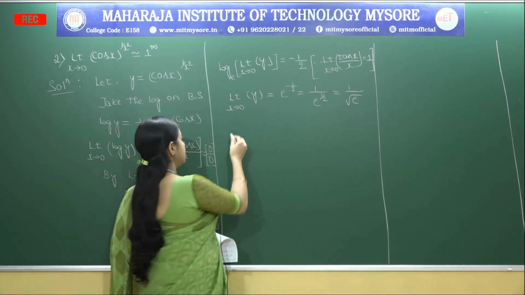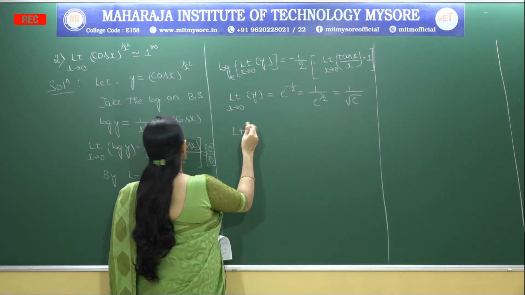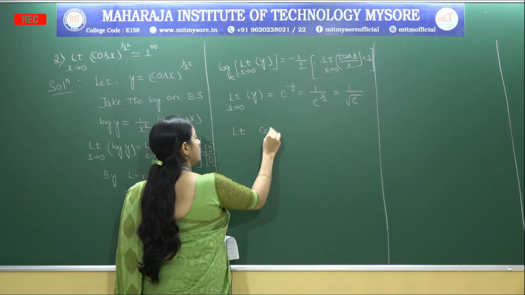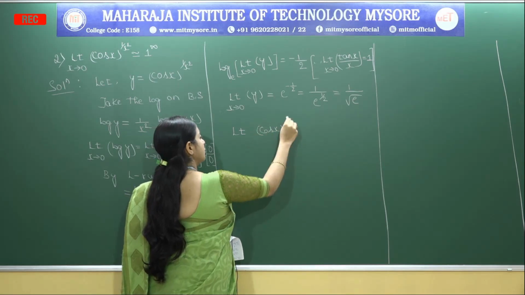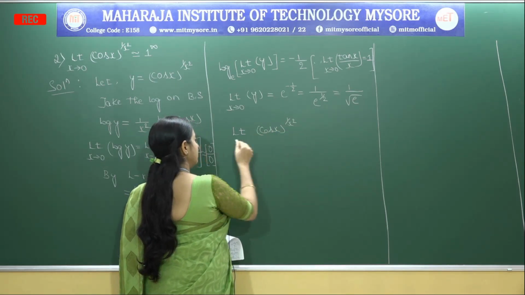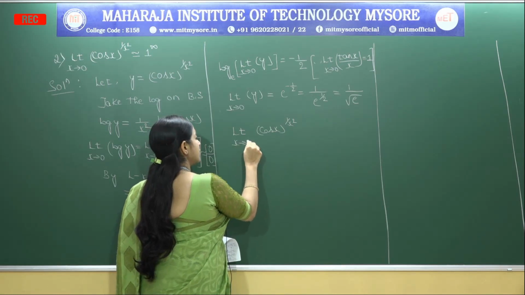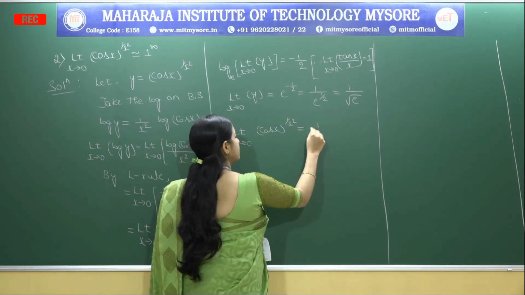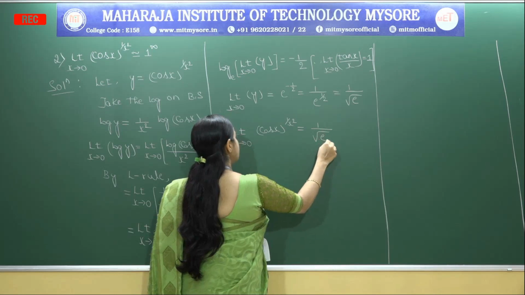Starting with y, which you took as (cos x) power 1 by x square as x tends to 0, this equals 1 by root e. That is the answer.